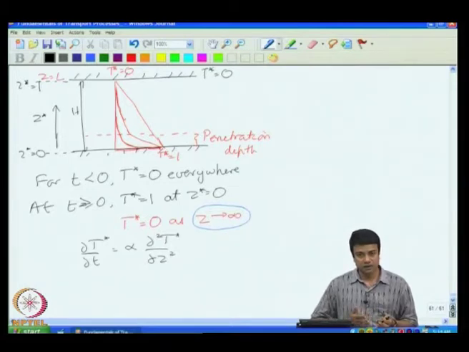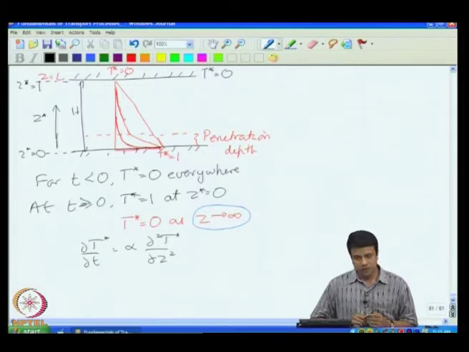So, I do not have any length scale to scale z by, because initially I had said that the distance between the plates was h, but then if the temperature field has not penetrated that far, it does not matter what h is. The temperature field near the bottom surface is not going to depend upon what the total height is. So, that is the issue here.